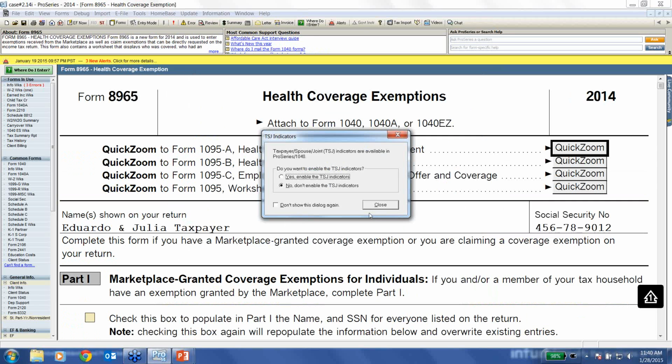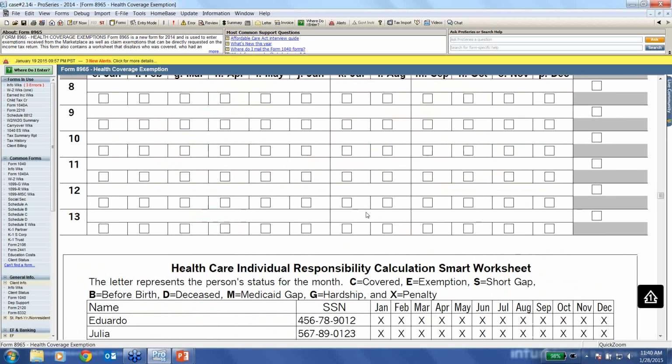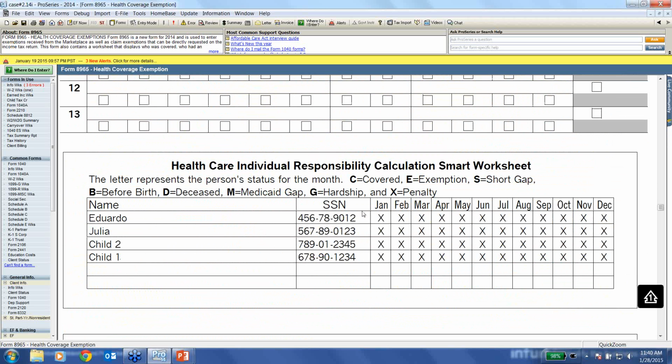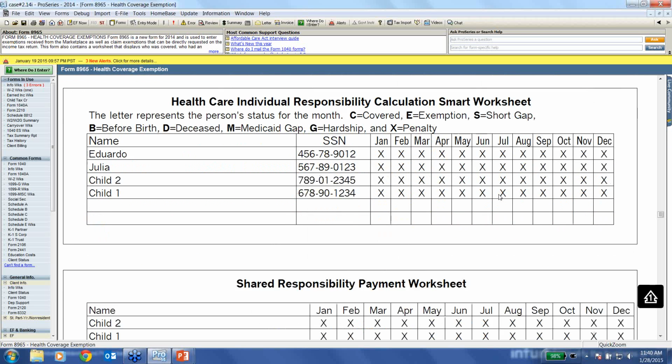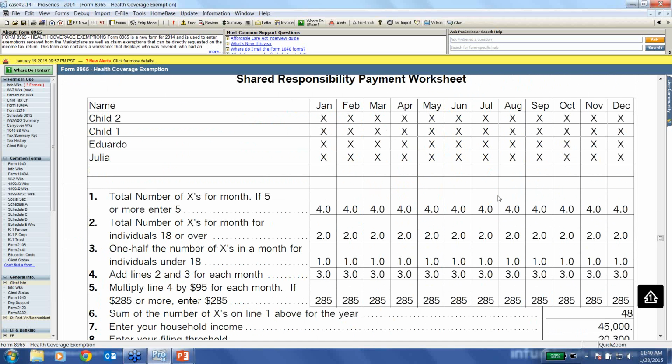And that's going to be within the 8965. Scroll down, and we have 4 members in the household. Nobody had coverage or exemption, so we have X's across the board. Line 1, going to be a total of 4. Line 2, we have 2 adults over 18, so each month is going to get a 2. And then we have 2 folks under 18. They want us to cut that in half, so we put a 1. That's because the penalty is 1/2 if you're under 18.